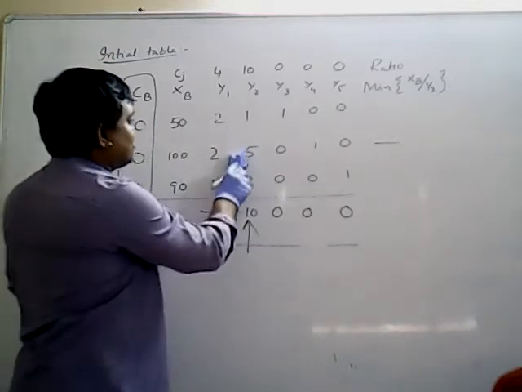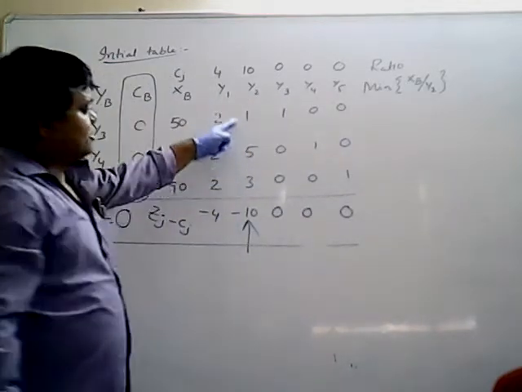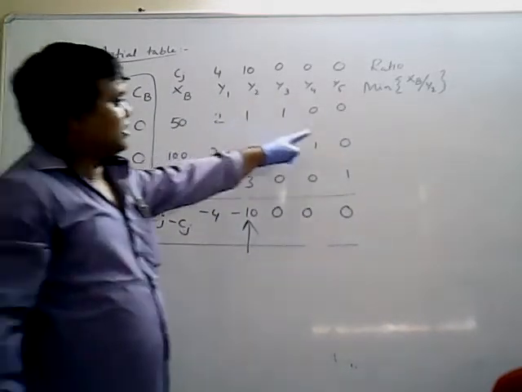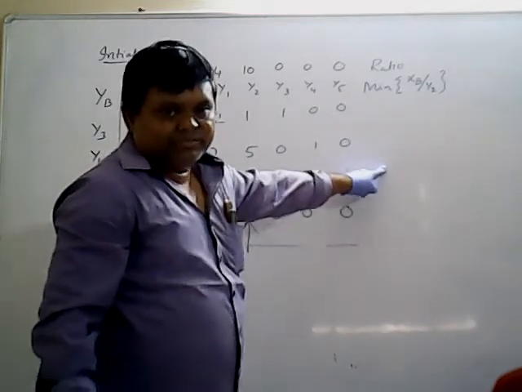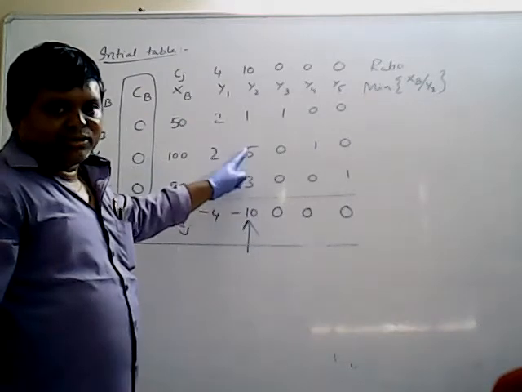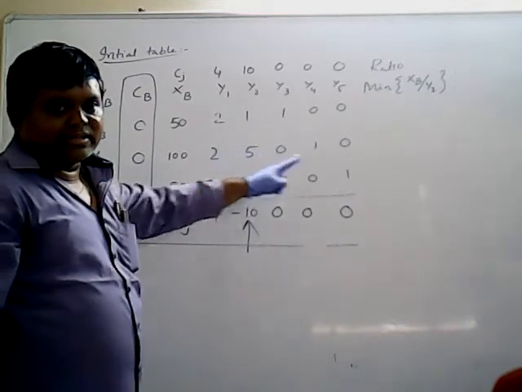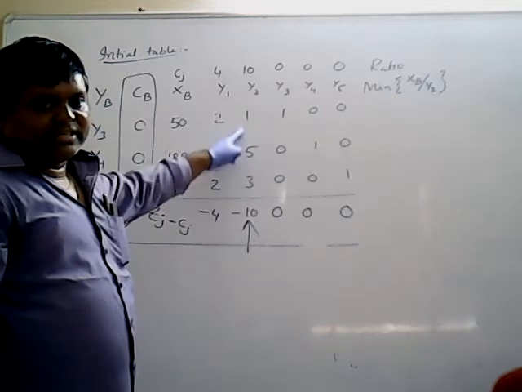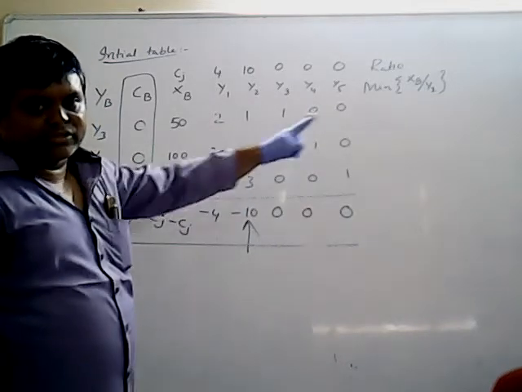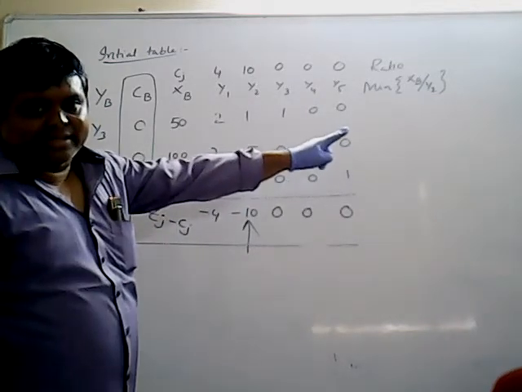How many positive numbers are there? In your entering column, all are positives, and all the ratios exist. I think all of you understood. In your entering column, if 0 is there or a negative number is there, don't consider the ratios. Only positive numbers' ratios you have to consider. In this case all are positives, so all the ratios exist.